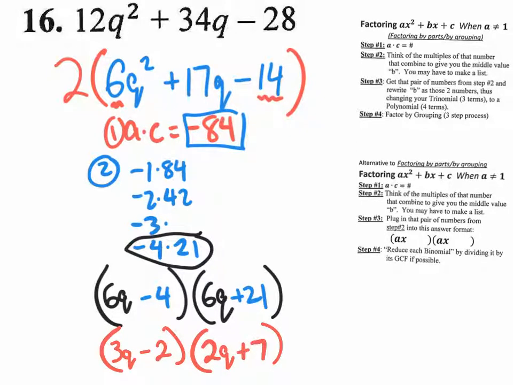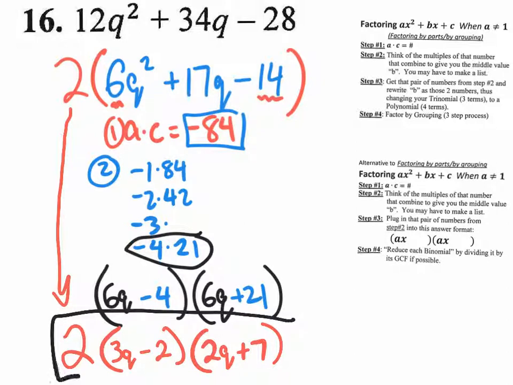And ladies and gentlemen, don't forget to bring down that original GCF that you pulled out, the 2. And that's your final answer right there. 2 parenthesis 3q minus 2, close parenthesis, open parenthesis, 2q plus 7. That's as hard as it gets.